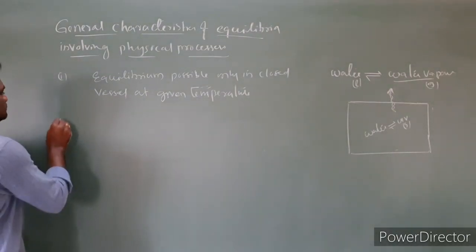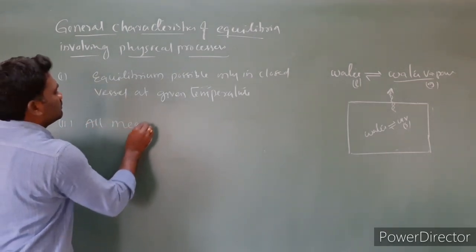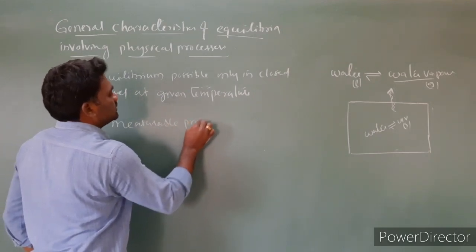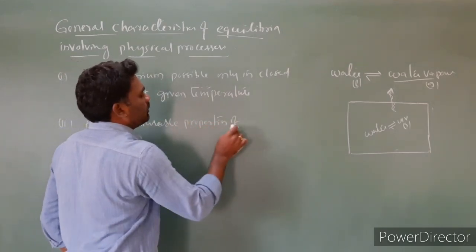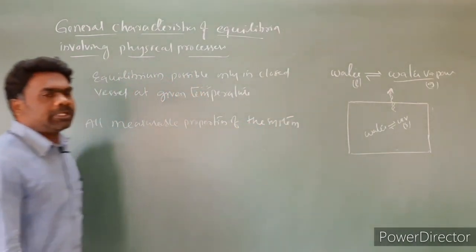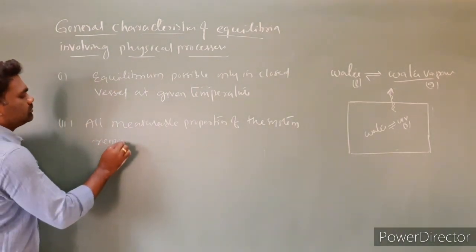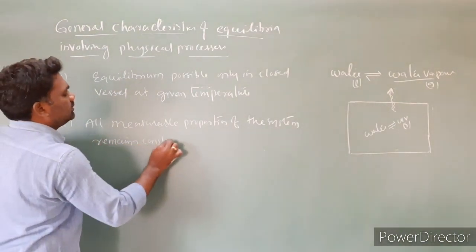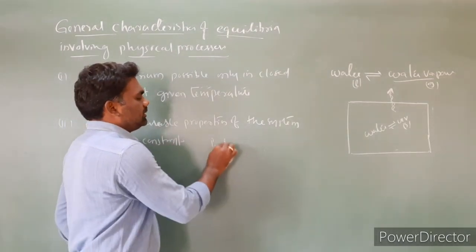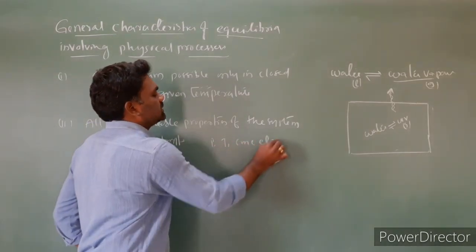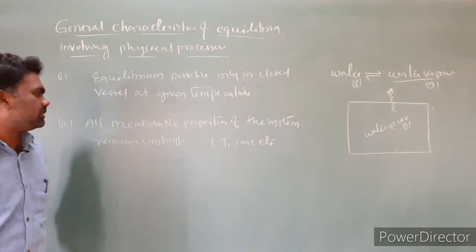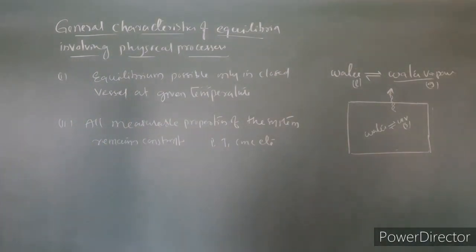The next one, the second point, is that all measurable properties of the system remain constant. This means measurable properties like pressure, temperature, concentration, etc. must be constant. All these measurable properties of the system remain constant. This is point number 2.